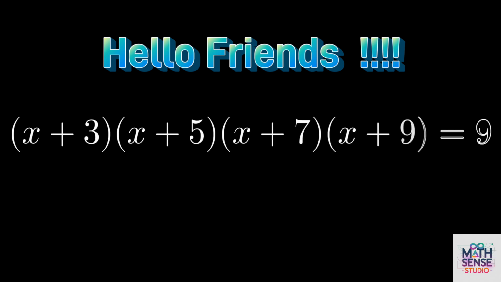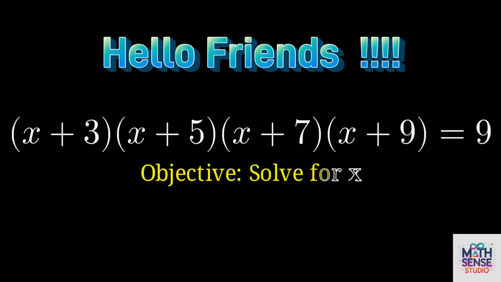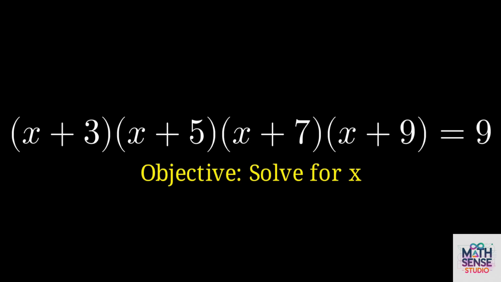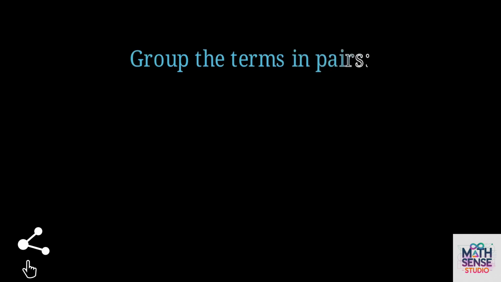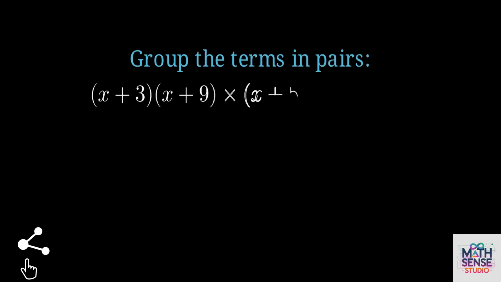Today we are going to solve this expression for the value of x. As you can see, we have four terms here: x plus 3, x plus 5, x plus 7, x plus 9 equals 9. So if we group these terms as shown, we are grouping x plus 3 and x plus 9, and x plus 5 and x plus 7. The reason being 9 plus 3 equals 12 and 7 plus 5 equals 12 as well.